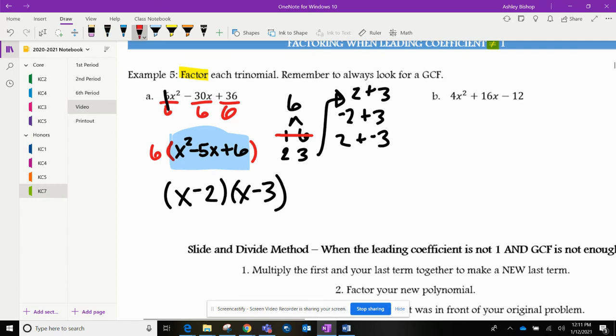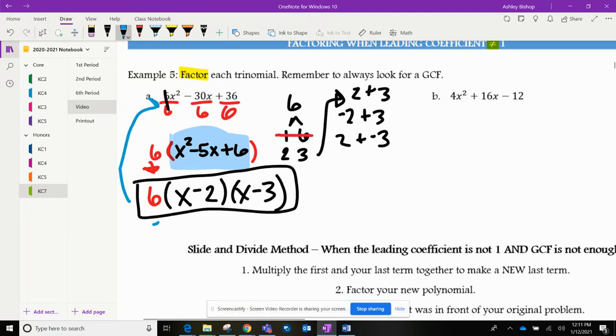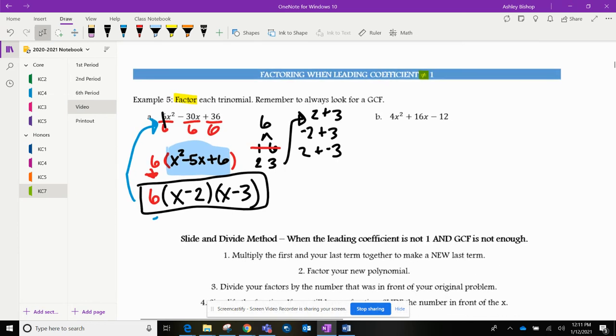Now I have this, and this 6 that was pulled out front didn't go anywhere, so it needs to show up in my final answer. Factored completely, this gets me 6 times x minus 2 times x minus 3. The idea is that if I were to multiply this all together, I would get the original expression. So you can always check your work with that.